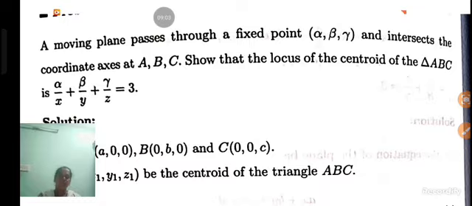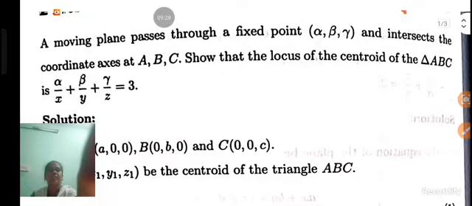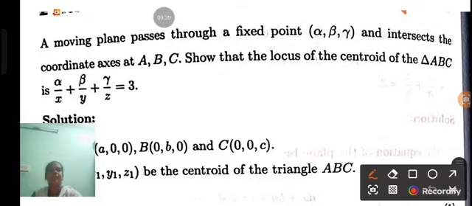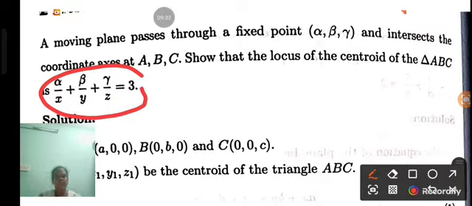equal to 3. Solution. In this problem, we study a moving plane that passes through the fixed point (alpha, beta, gamma) and cuts the coordinate axes at the points A, B, and C. We aim to prove that the locus of the centroid of the triangle ABC is alpha by x plus beta by y plus gamma by z equal to 3.